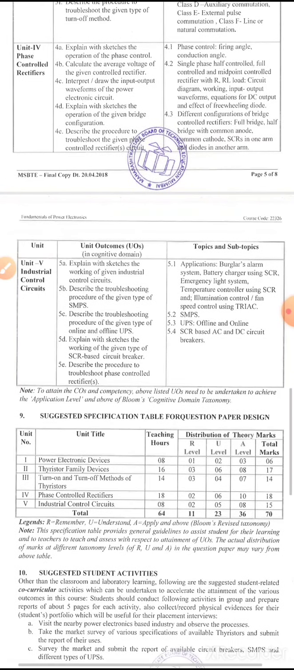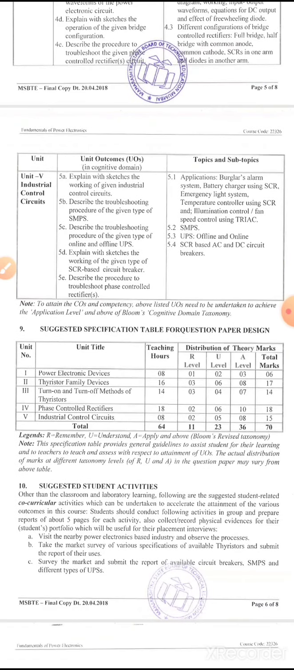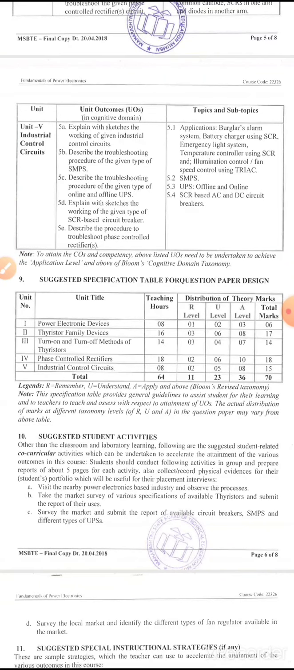Okay, now the next point is the distribution of marks for the particular units. Unit number one, power electronic devices, contains 6 marks. Thyristor family devices contain 17 marks. Third unit, turn on and turn off methods of thyristor, contains 14 marks. Fourth, phase control rectifiers, contains 18 marks. And last, fifth, industrial control circuits, contains 15 marks. So the total of the marks is 70. So the theory subject is 70 marks.